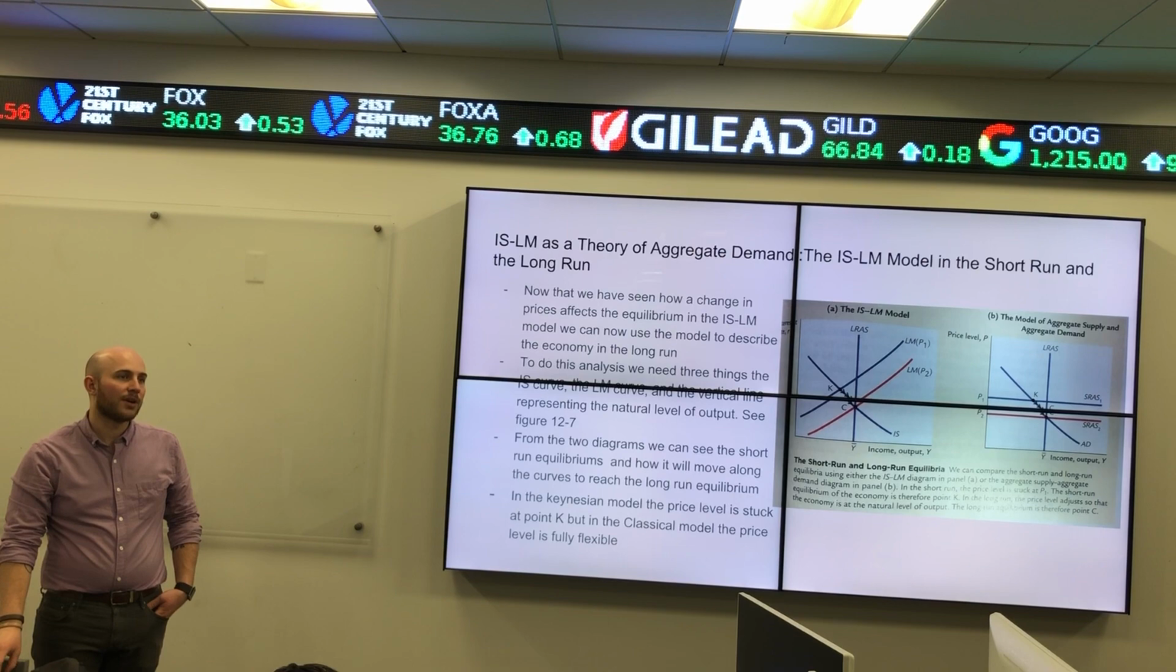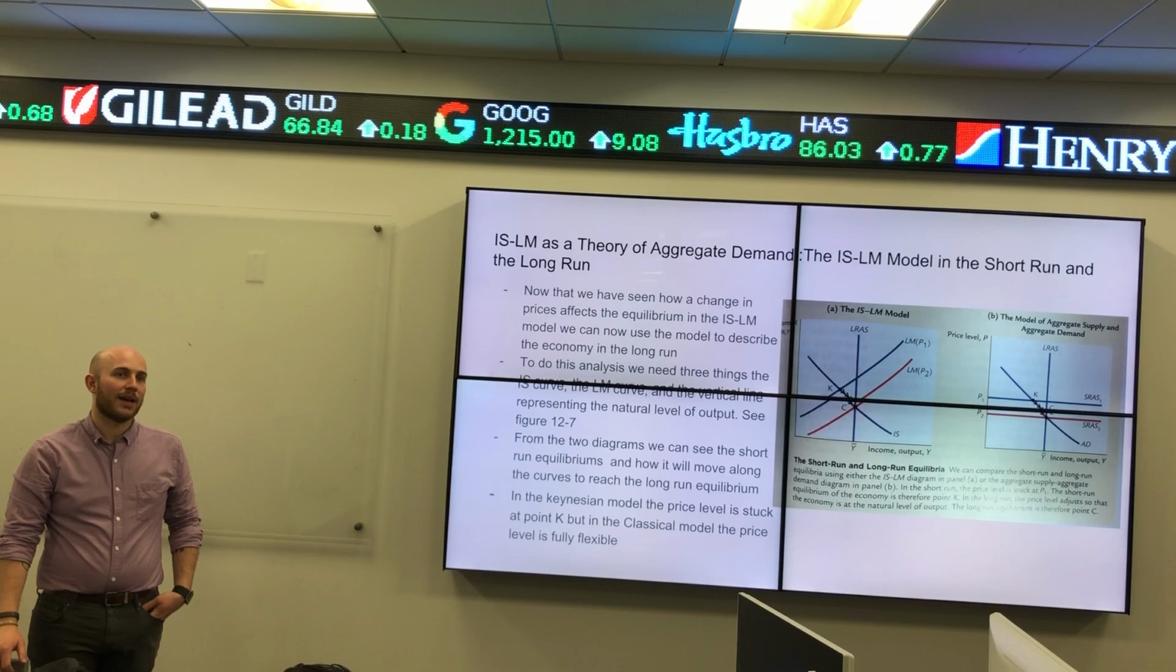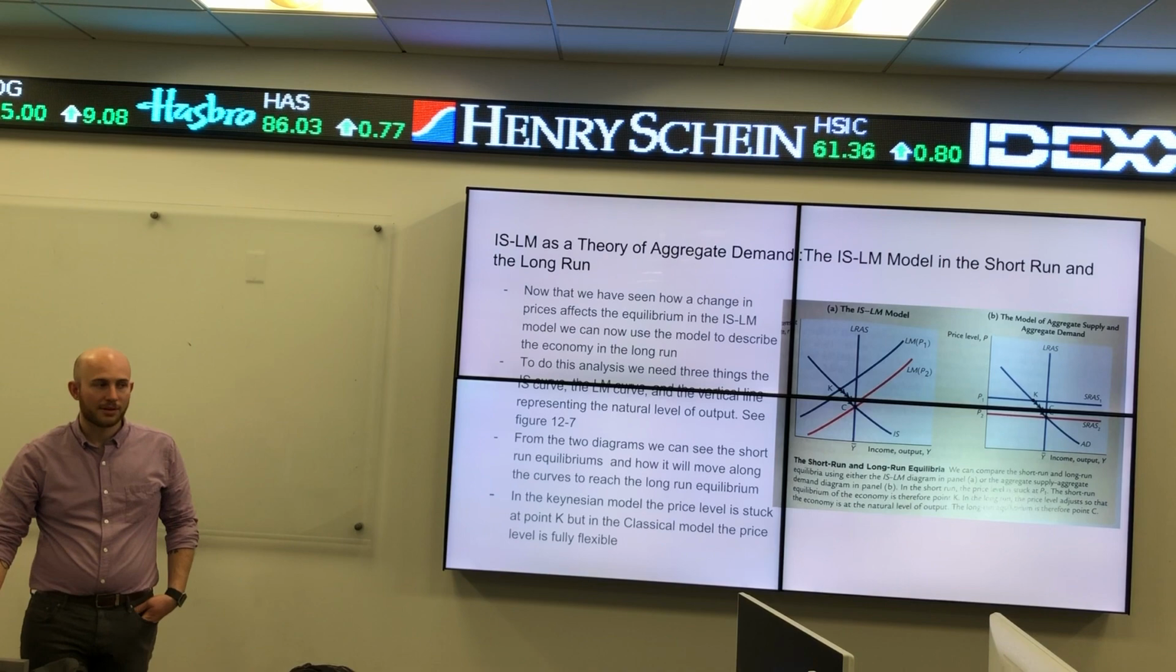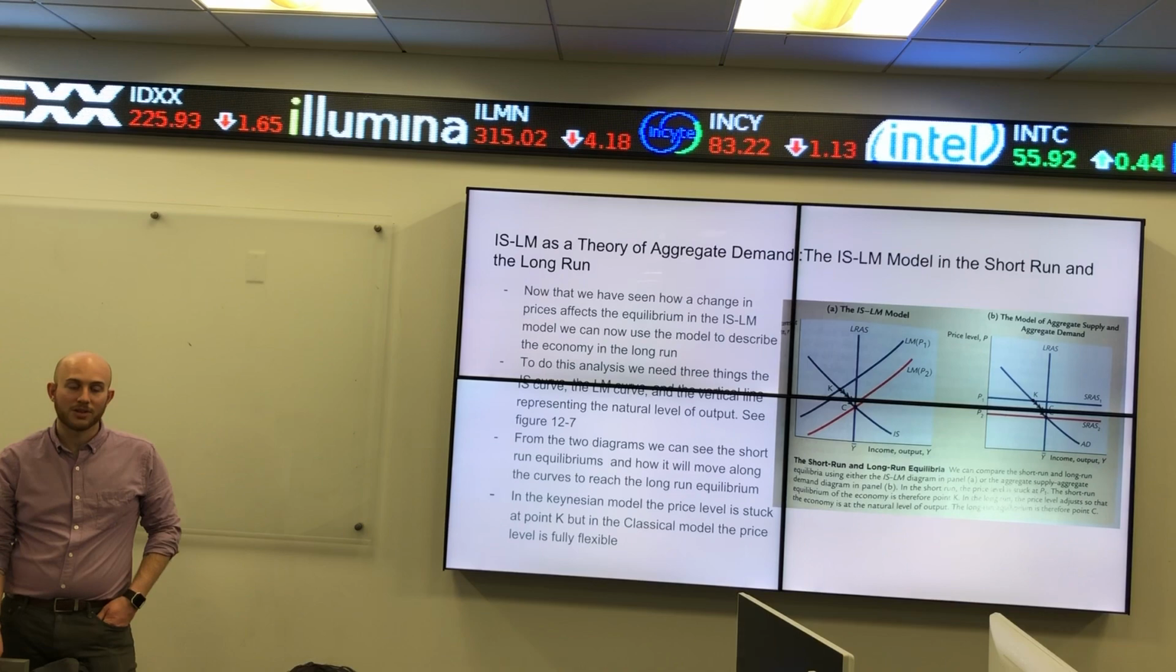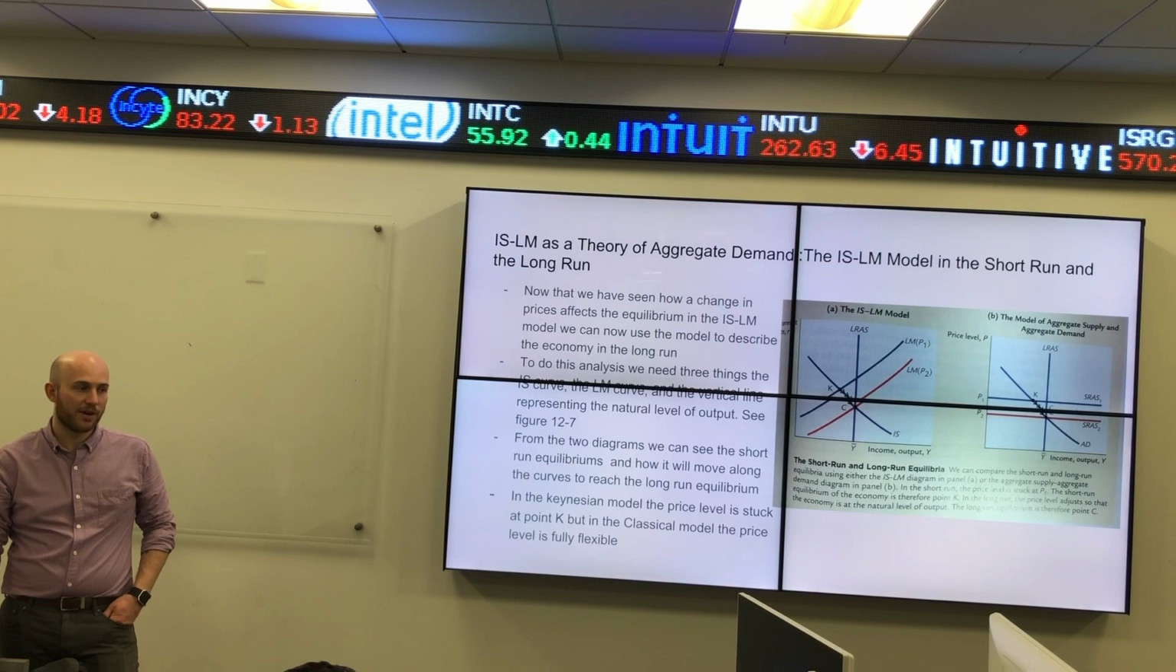What I've heard said many times is that Keynes describes the short run, classicalists describe the long run. Because again, classicalists all talk about the price level changing. We don't really have the price level change in the short run. Only in the long run can it change.